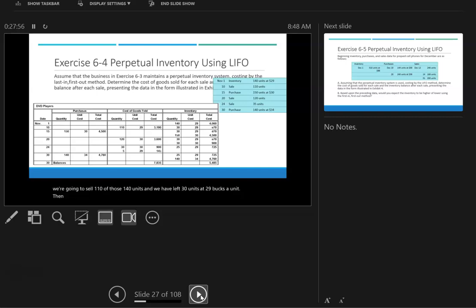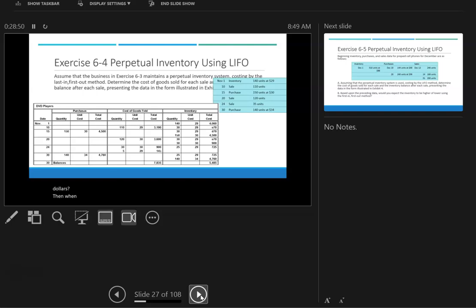Then on November 15th, we purchase 150 units at $30 a unit, okay? So we have the 30 units on hand at the beginning of the period, plus we now have another 150 units. So guys, when we sell those 120 units, do you see we want to sell those units at the highest price, those last ones that came in, the most recent purchase? So it shows here those 120 units, the cost is $30 a unit. So what's on hand after the sale of those units would be 30 units at $30 and 30 units at $29.